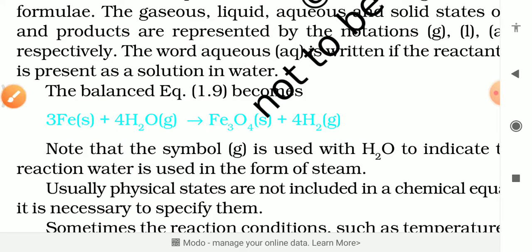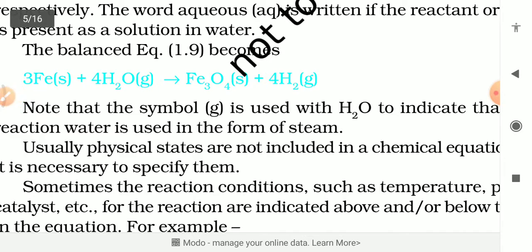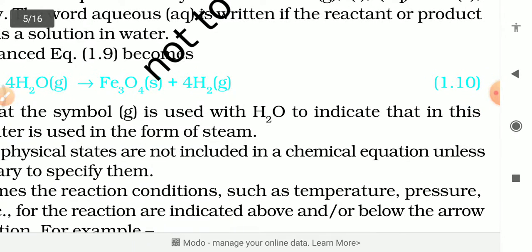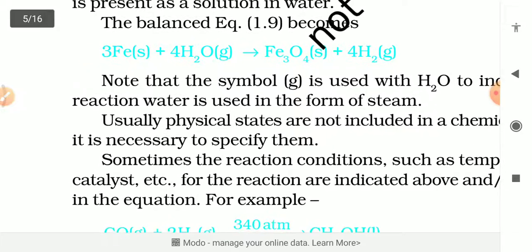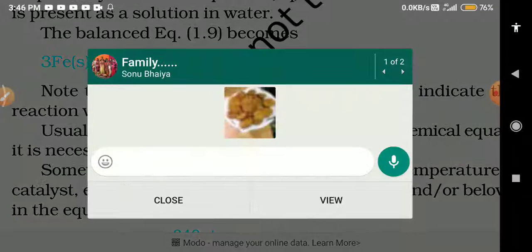Now see here, note that the symbol G is used with water to indicate that in this reaction water is used in the form of steam. Yes, it's true, water is actually liquid, but we can use the water in the form of water vapors or in the form of steam. That's why we can use gas here.